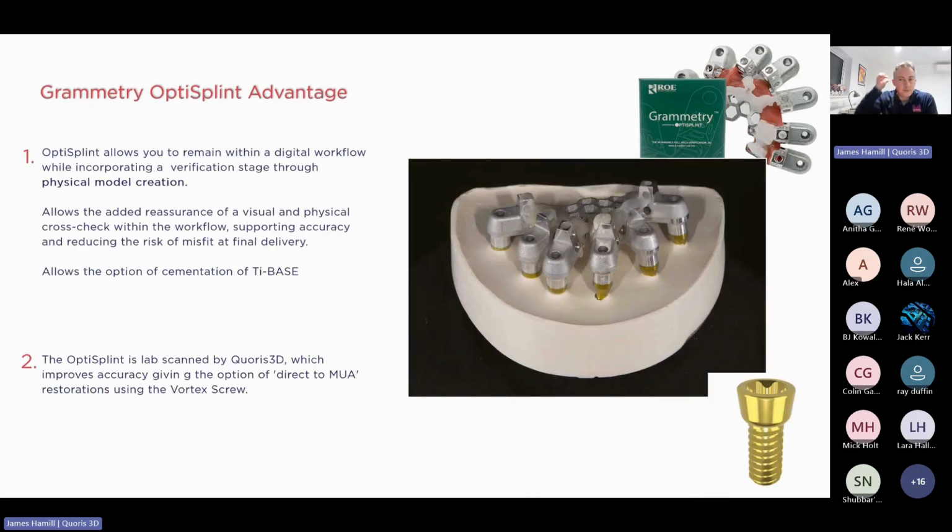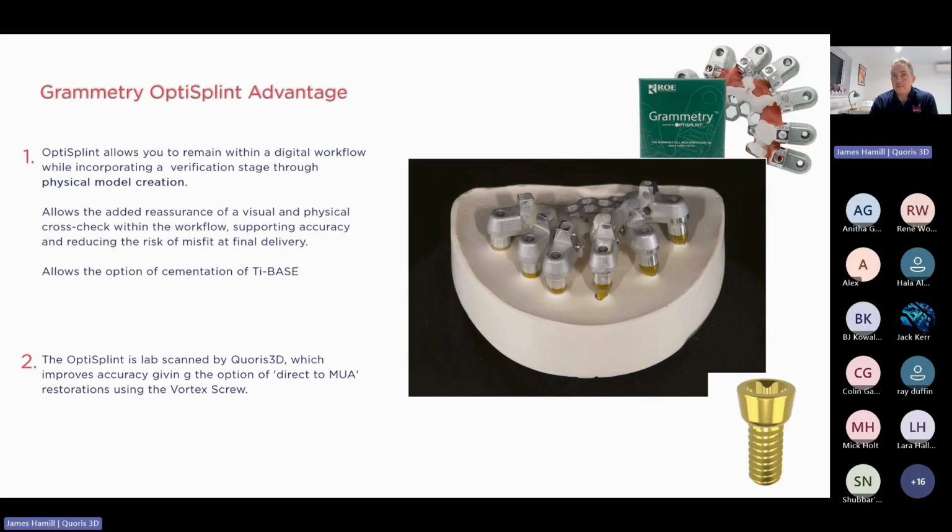I want to just cover a couple of little advantages with the OptiSplint, which are important to understand. So photogrammetry and DigiBridge are model free. OptiSplint, one of the main advantages we have is that we can create a model. This model we can then use as a visual verification in the lab. So the splint that you have picked up, the OptiSplint, we create a physical model for it, which is our verification check. And because we can lab scan it in the lab, which is more accurate than iOS, we can offer you the option of going direct to MUA with your final restoration.